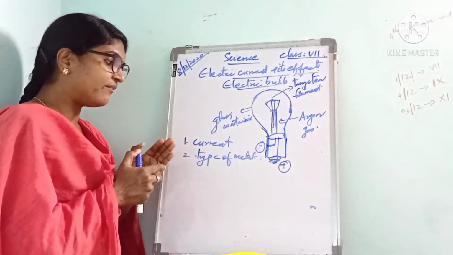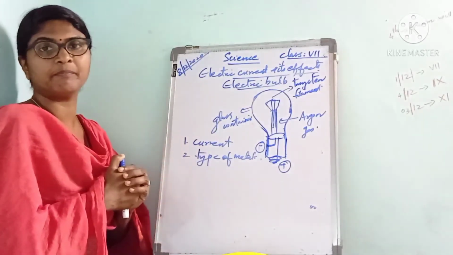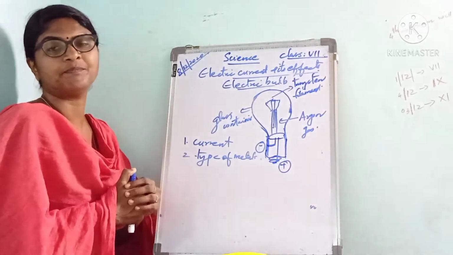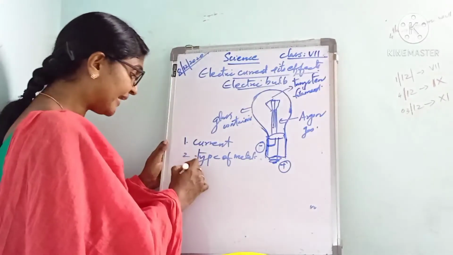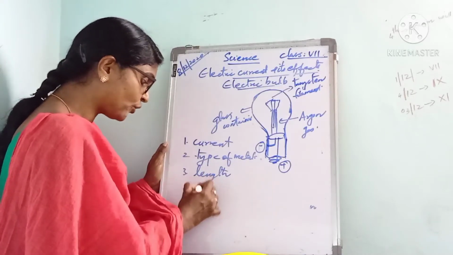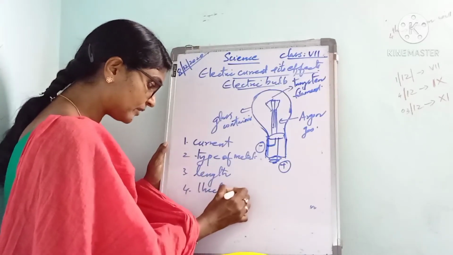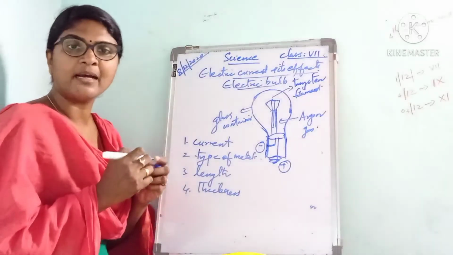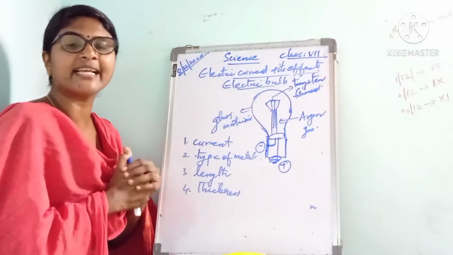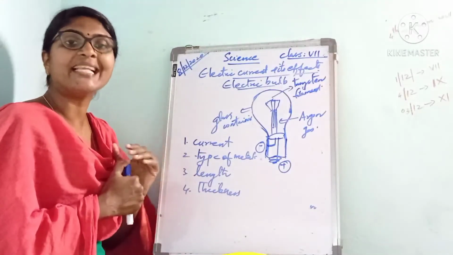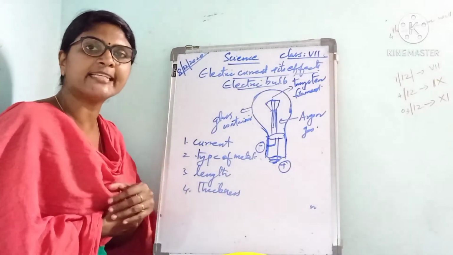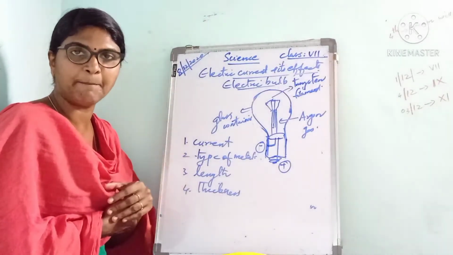Which type of metal we are using, based on this, the amount of heat generated differs. Listen to it. And also the length of the conductor, and also the thickness. These are the factors on which the heat generated by a metallic conductor depends.